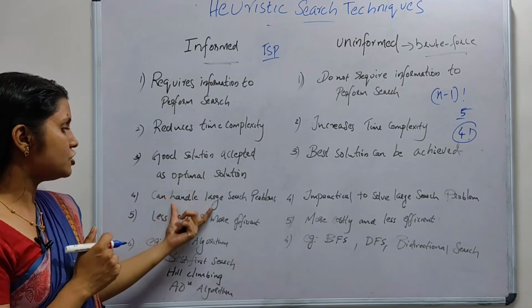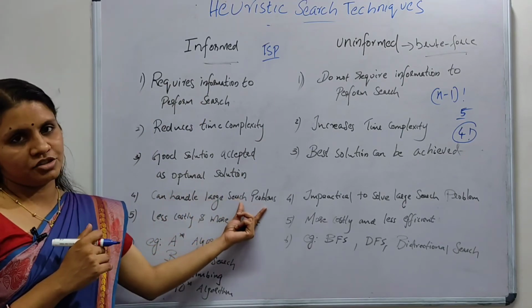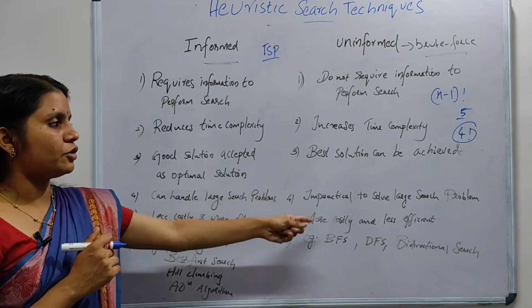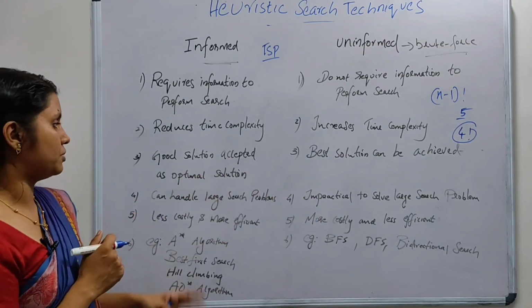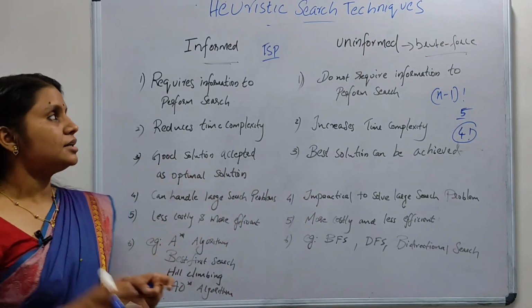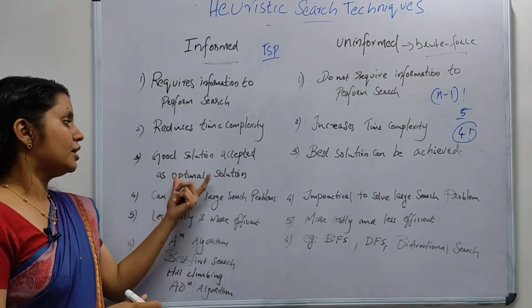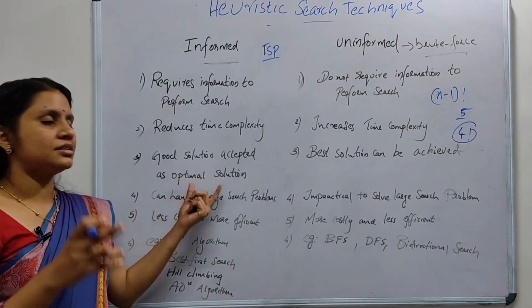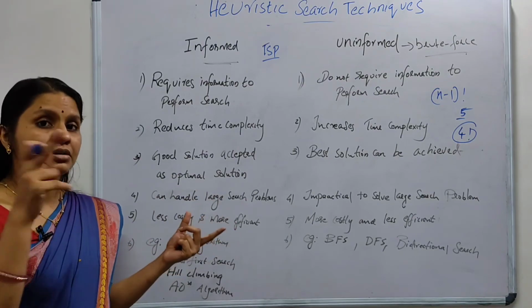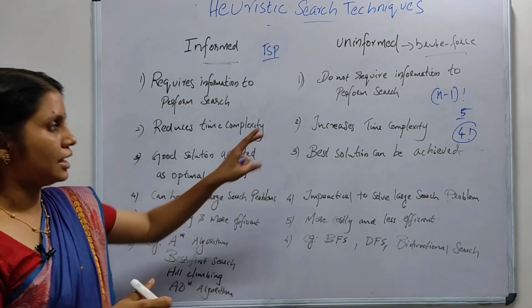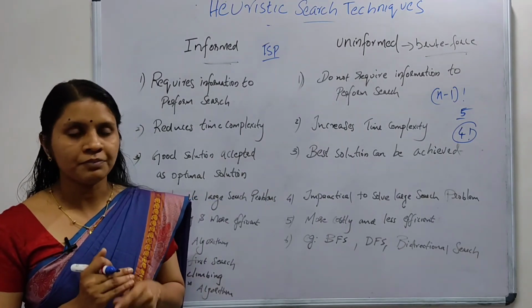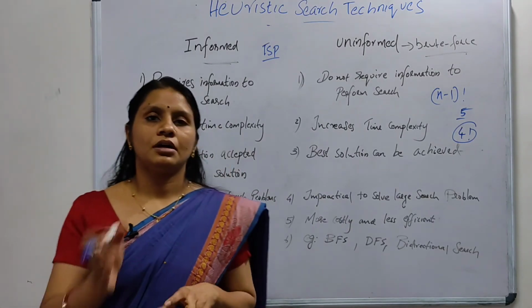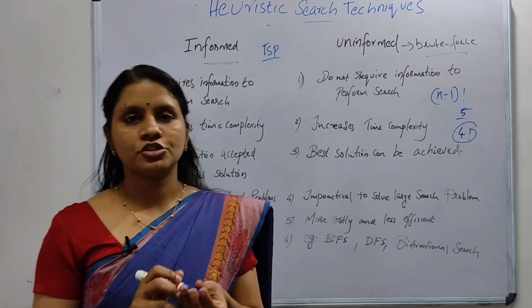In informed search, we can handle large search problems, whereas in uninformed search it is impractical to solve large search problems. And note that informed search will not guarantee that an optimal solution can be achieved, but uninformed search will get an optimal solution. That is the main difference between informed and uninformed search techniques.